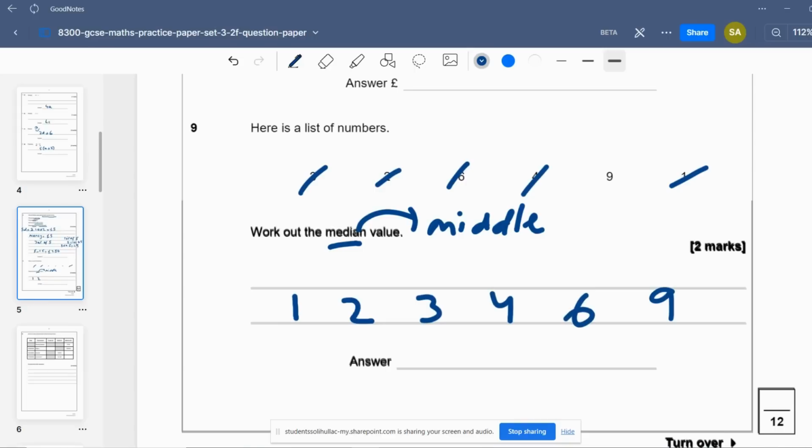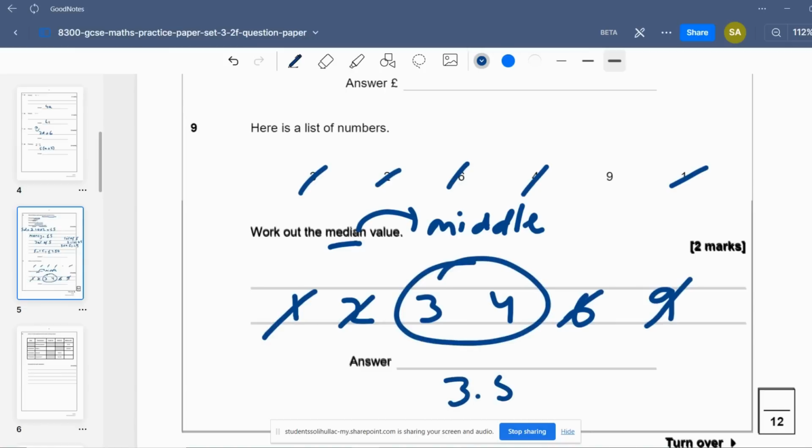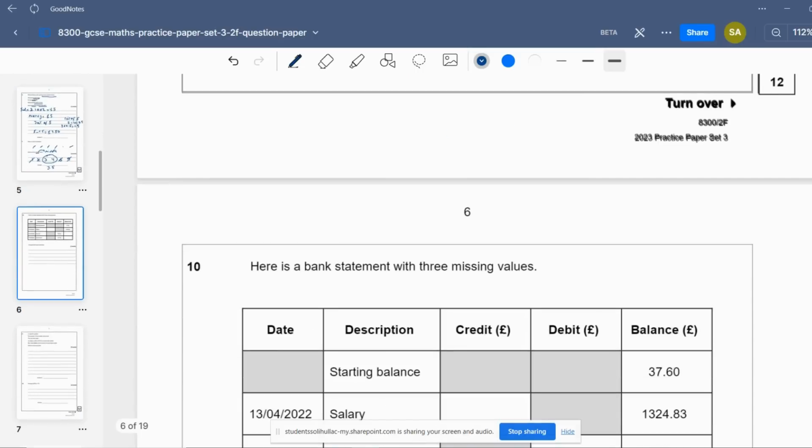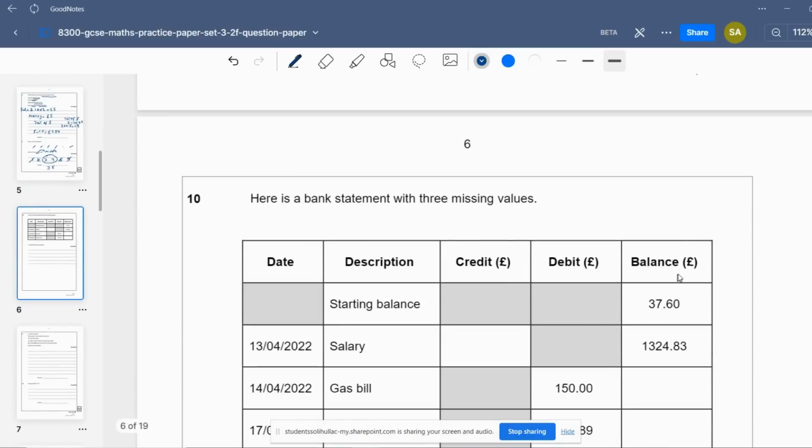When the numbers are in order, you start cancelling from both sides like this. If you have two numbers in the middle, we find the middle of those two numbers. So the middle of 3 and 4 will be 3.5. That's the median. Okay, question number 10.